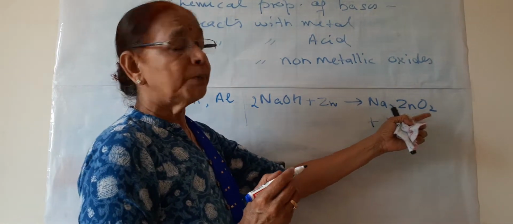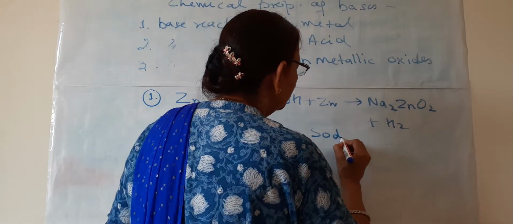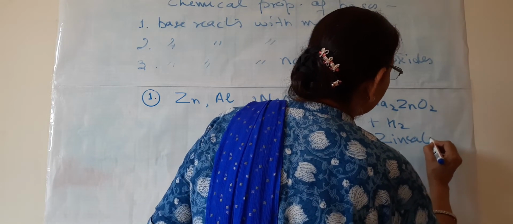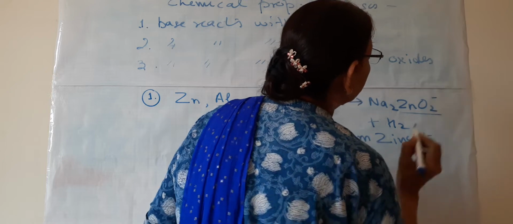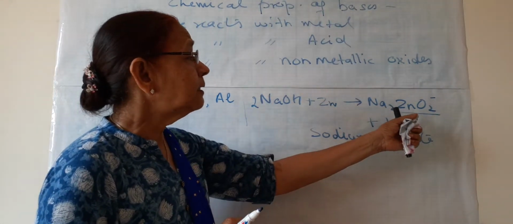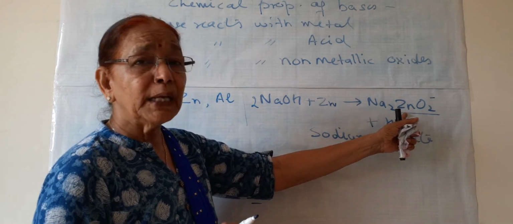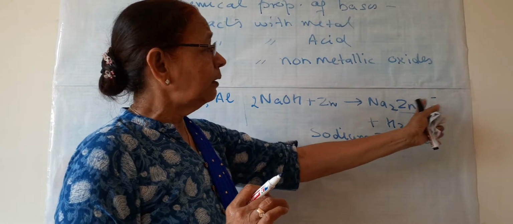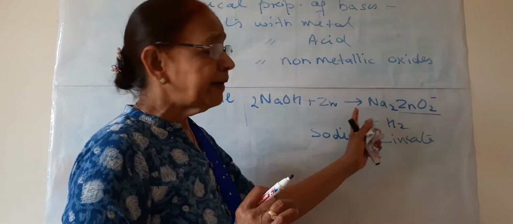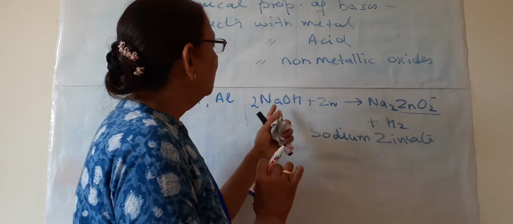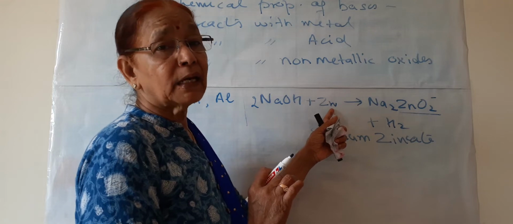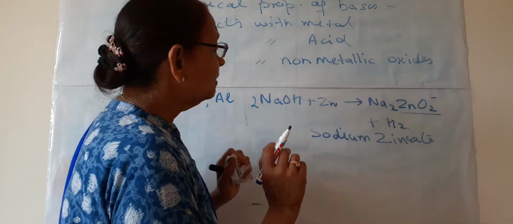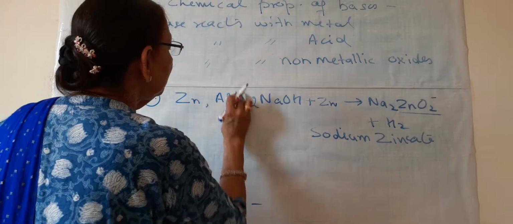So what is the name of this compound? The name of this compound is sodium zincate. This ZnO2 is present as an anion in this compound. This is metal, this is also metal, but this metal with oxygen forms a negative ion or anion. So this is a special reaction. Sodium zincate is formed when NaOH reacts with zinc. Very few metals can react with bases. So this is one of them, and the other we will see.